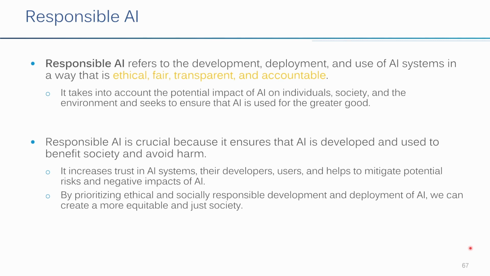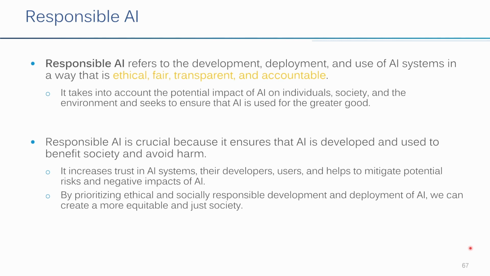And when we talk about responsible use of AI, we are referring to the development, deployment and use of AI systems in a way that's ethical, fair, transparent, and accountable. So it takes into account the potential impact of AI on individuals, society, and the environment, and seeks to ensure that AI is used for the greater good. So we want to make sure that the systems are well thought out, we know where they're heading, we can identify when they were used, and we can hold someone accountable for that.